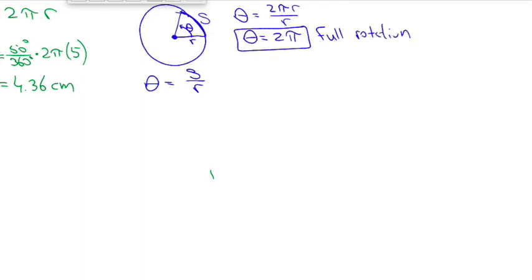All right. What if I did a half rotation? Half of 2 pi, which would be 1 pi. This would be a half rotation.